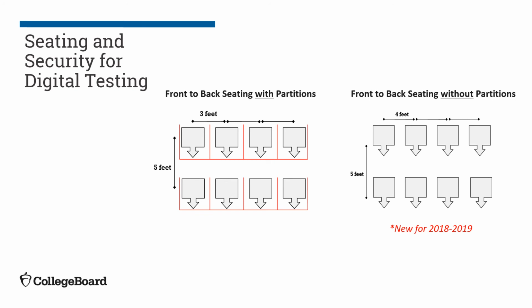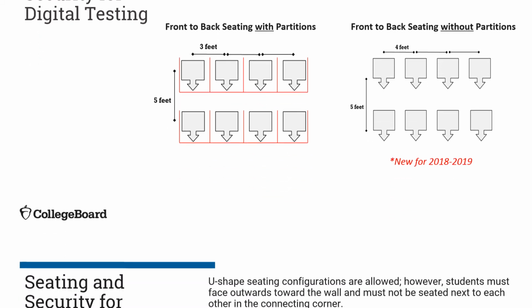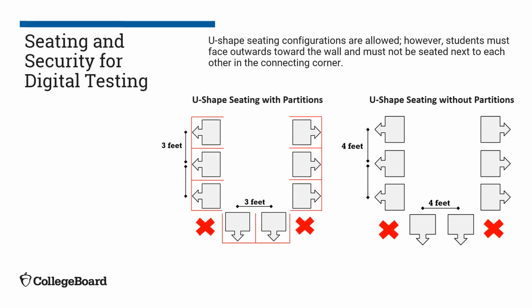Here are some additional examples of seating configurations set up with desks arranged front to back. New for the 2018-2019 Digital Test Administration calendar, we allow forward-facing seating configurations without partitions, but students must be set 5 feet apart, measured front to back. U-shaped seating configurations are allowed. However, students must face outwards toward the wall and must not be seated next to each other in the connecting corner.